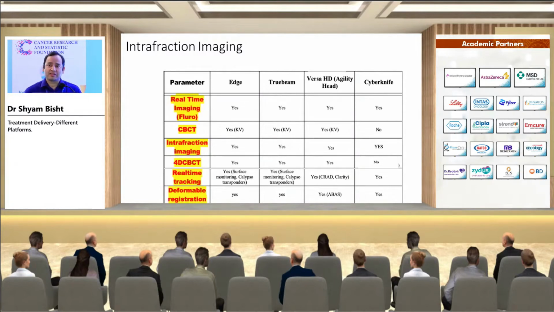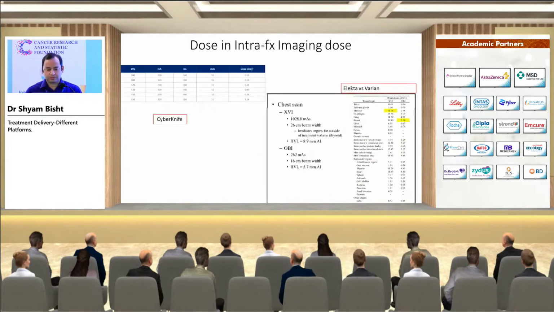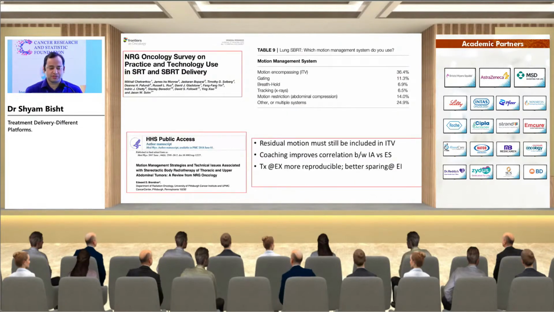Clarity in Versa HD is used for the prostate motion, but not for the lung. Deformable registration is present in all. And this slide shows the dose delivered in these intrafractional imaging.